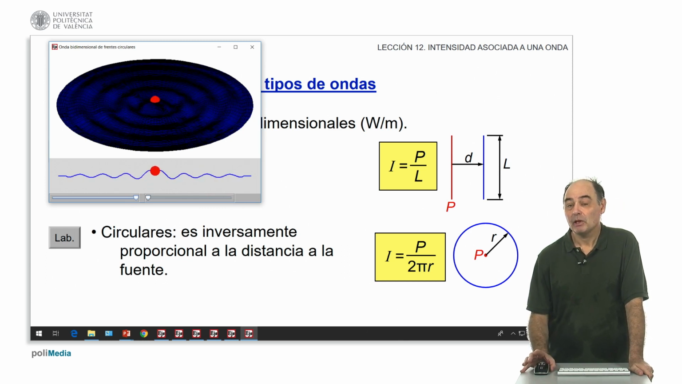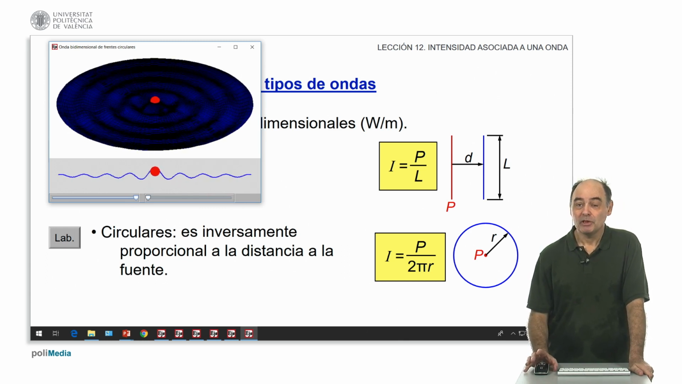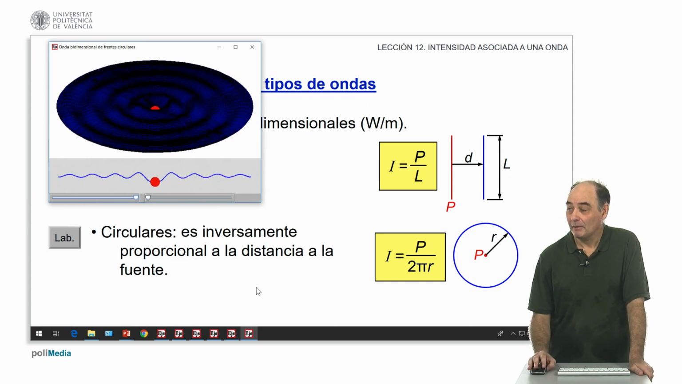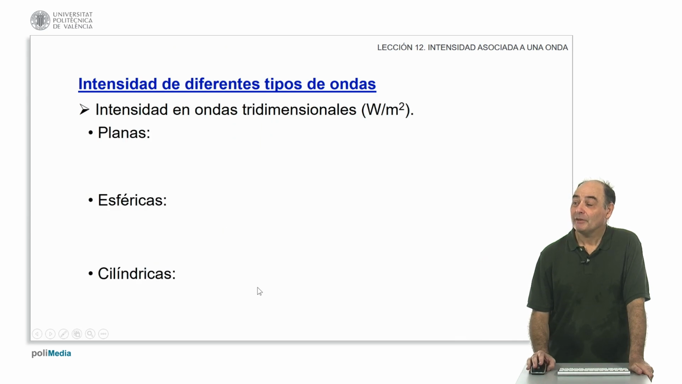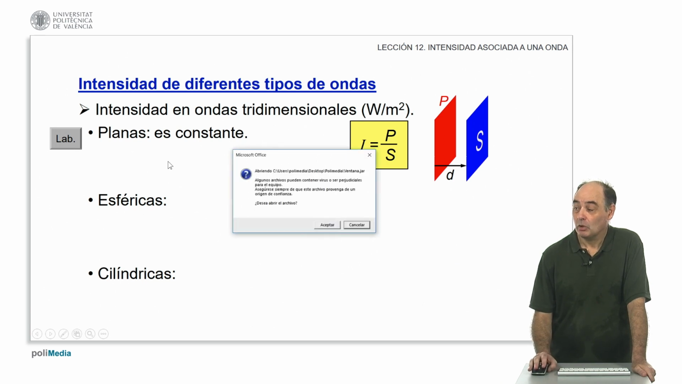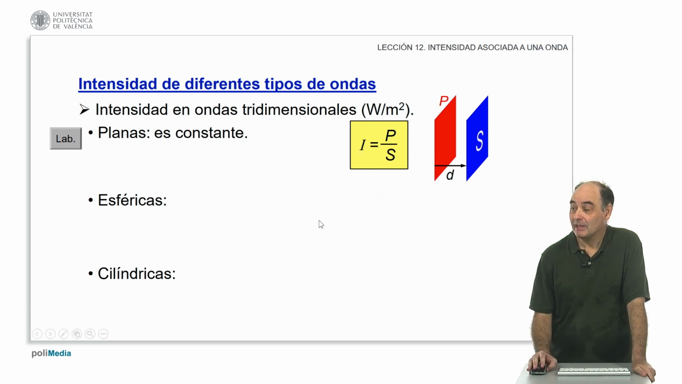Recall that if the intensity decreases with distance, the amplitude decreases with the square root of the distance, that of the relationships between intensities and amplitudes. What about three-dimensional waves? Let's see the examples with light, but the same applies to sounds, earthquakes, and so on. If we have a plane wave, that is, a plane-shaped source that travels a distance, all fronts have the same size, so the intensity is P divided by a constant S. Therefore, the intensity is constant, and I insist once again, if there are no losses.